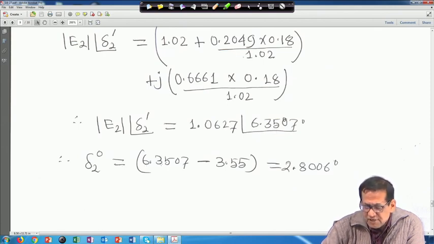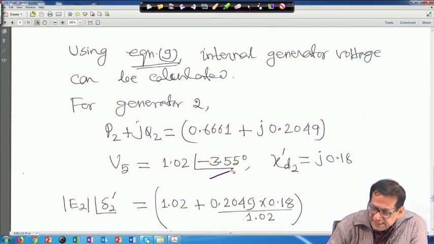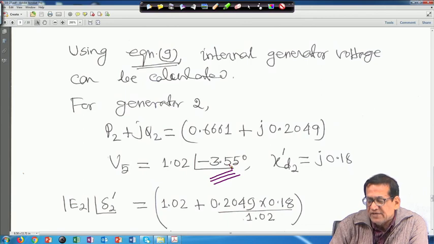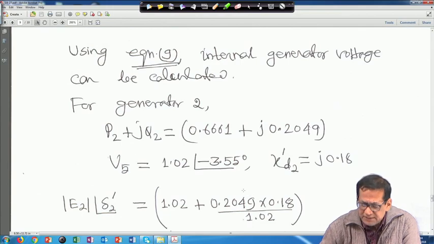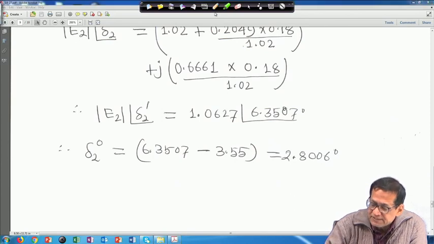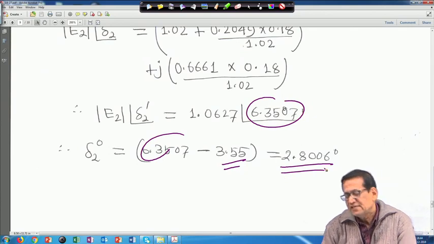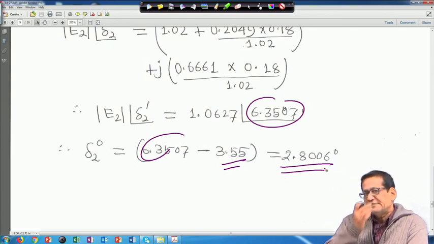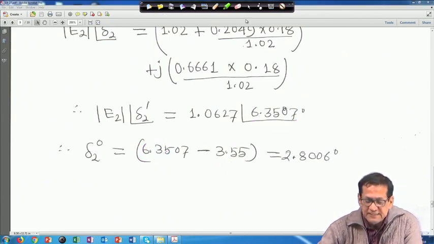Therefore, what will delta 2 0 be? It will be 6.3507 minus 3.55, because the angle of voltage V5 is minus 3.55 degrees. So delta 2 0 will be 2.8006 degrees. Similarly, please calculate E1 and E3.